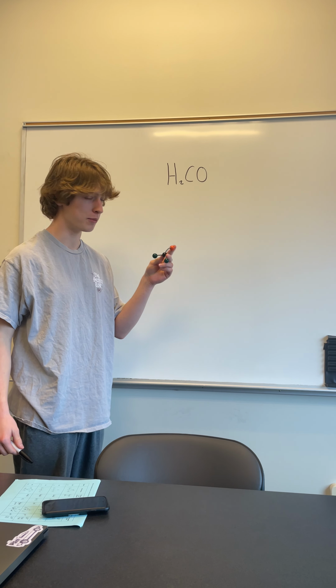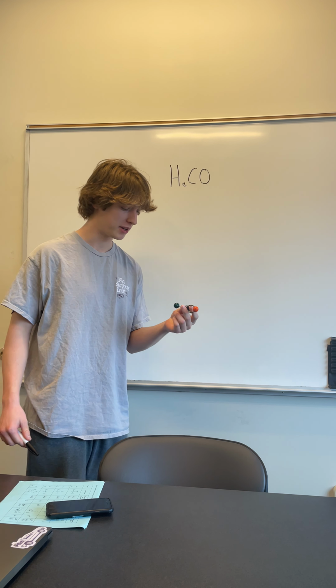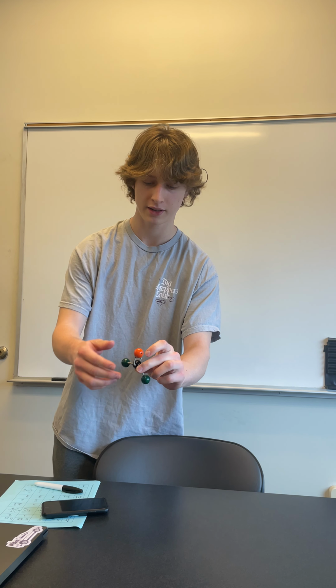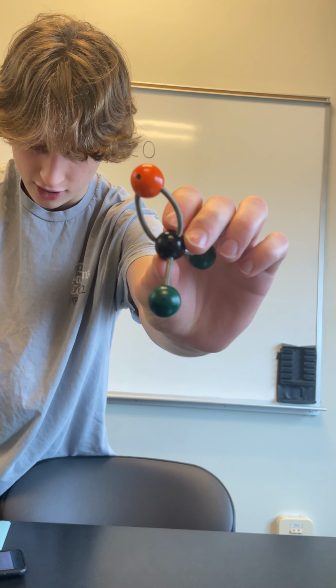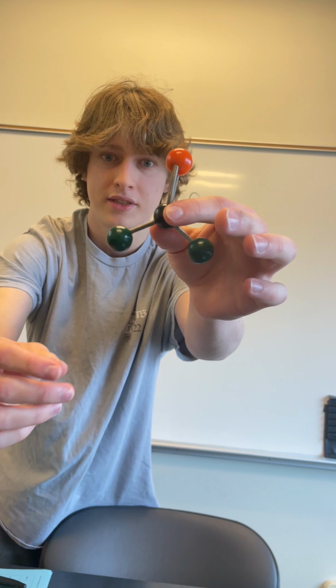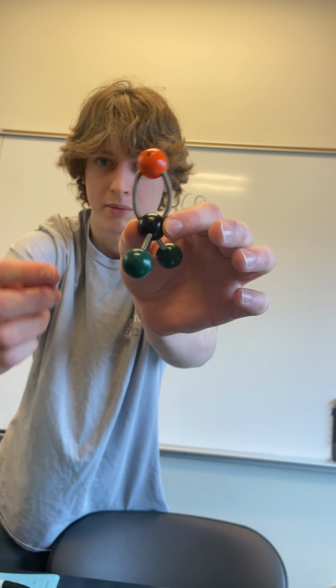Everyone, I have the molecule formaldehyde, also known as H2CO, and I'm going to be explaining why it looks like this and the properties that it has. So if you come a little bit closer, you can see that right here, this oxygen has a double bond, and these two hydrogens have single bonds because of the single and double bonds demonstrated there.